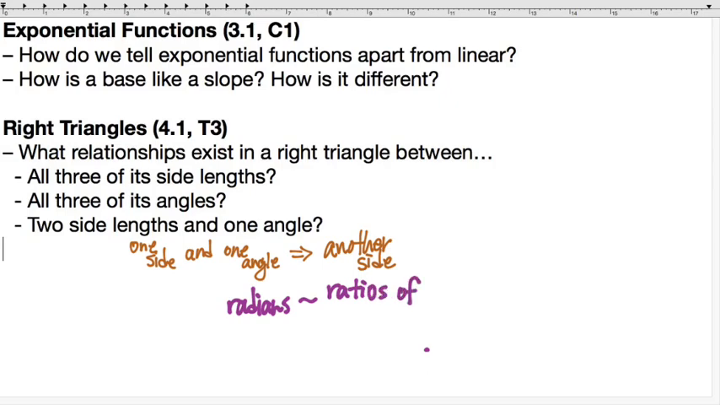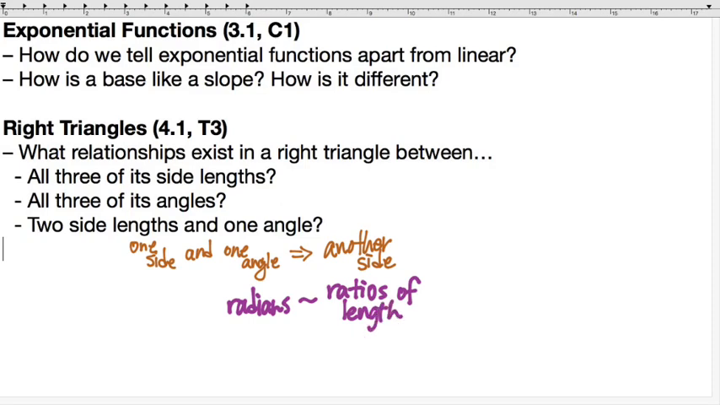Arc length over radius tells me a radian. And both arc length and radius are measurements of length. So if I divide one by the other, I get a length divided by a length, meters over meters, inches over inches, feet over feet. Those units just cancel. So radians are ratios of lengths, and therefore they're dimensionless.